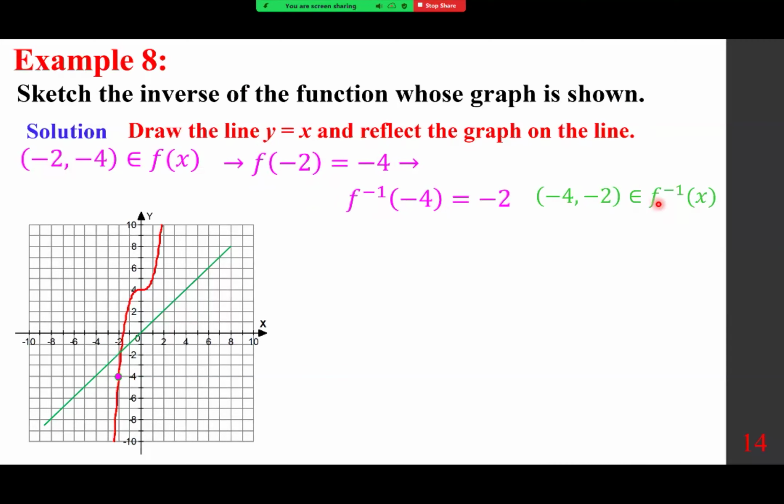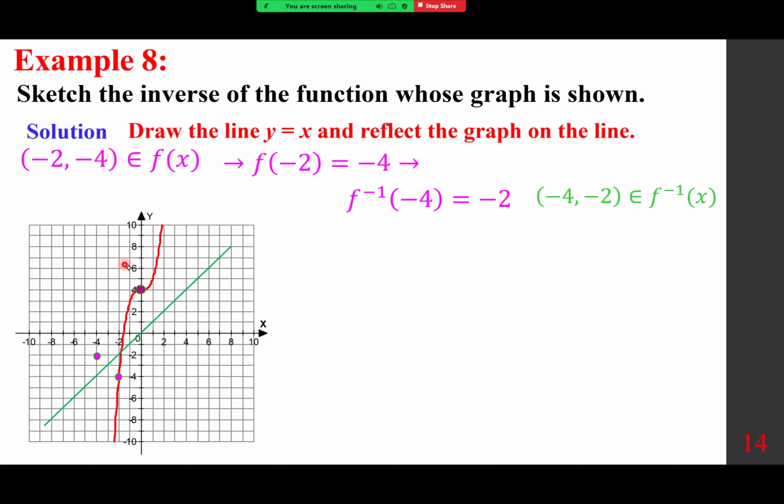So this means this. Let's look at another easy point. Okay, so this, by the way, is minus 4, minus 2. So we are going to locate minus 4, minus 2 for the graph of the inverse function. Let's pick another easy one for the red one first.